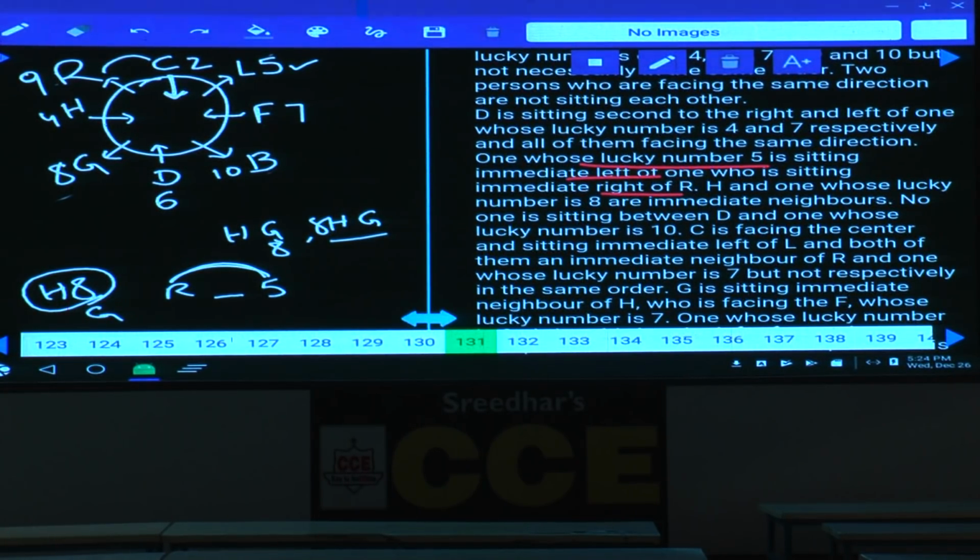Is it correct or not? Okay? There is a combination of two statements. Now the one whose lucky number is 5 is seated to the immediate left of the one who is seated to the immediate right of R. Okay, direction. And C is done with this. Now this is the final arrangement, question numbers 131 to 135. After this 131 to 135, then data sufficiency 136 to 139.